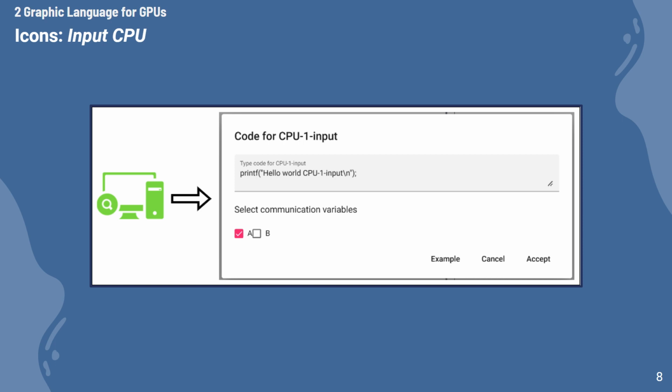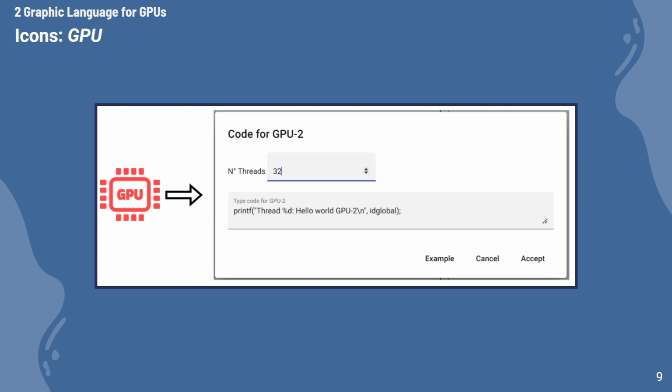The input CPU icon allows to specify the code that is executed before calling a kernel. It is used to initialize or load the data to be processed on the GPU. The icon includes a section that allows selecting the communication variables to be sent to the GPU. The GPU icon allows selecting the number of threads to create on the GPU. It is also where the code is written to be executed on the graphic card, in such a way that the processing work is divided among the threads.